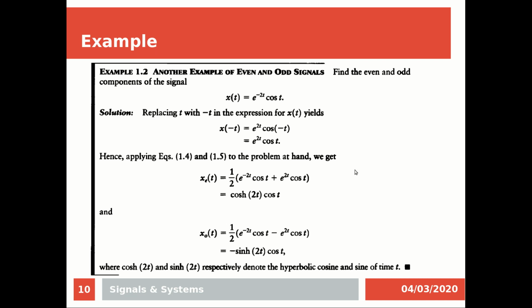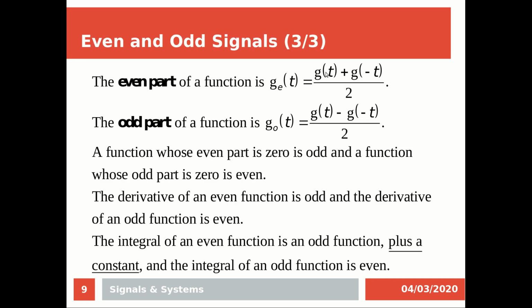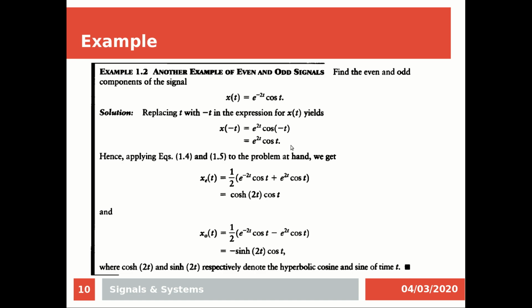So I will apply this equation. I will sum x of t and x of minus t over 2, and subtract both of them to get the odd part. It's an easy example. So the even part x_e of t is x of t and x of minus t. Here x of minus t is e to the power 2t cosine t, and x of t is e to the power minus 2t cosine t. I just put both of them together with 2 in the denominator.